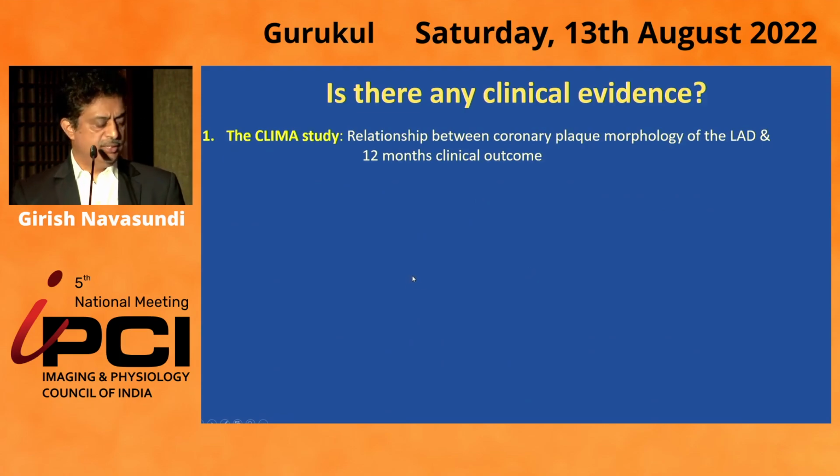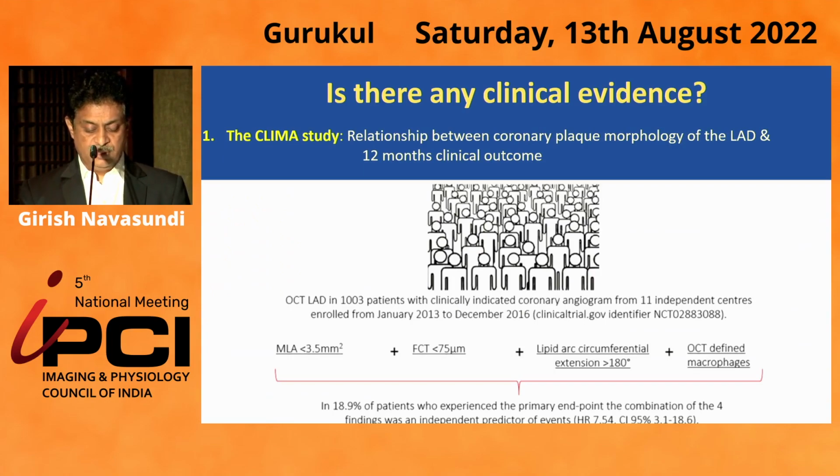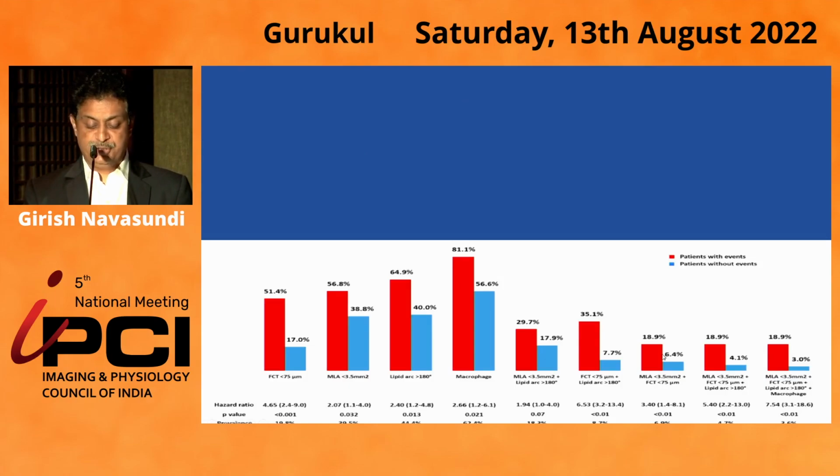The CLIMA study, the relationship between coronary plaque morphology and LAD 12 months clinical outcome. Here they measured three things: minimal lumen area of less than 3.5 millimeter square, then fibrous cap thickness of less than 75 micrometer, very, very important. Fibrous cap thickness of less than 75 micrometer, and then lipid arc circumference of more than 180 degree and OCT defined macrophages.